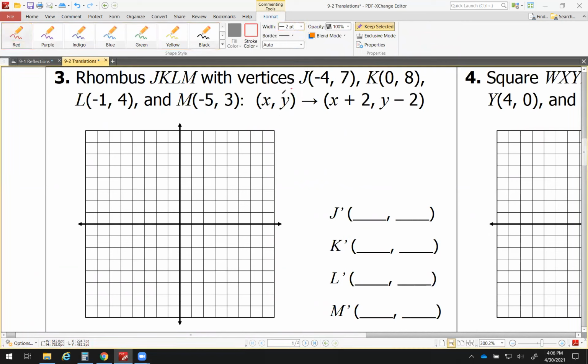So let's go ahead and plot the vertices of this rhombus for number 3. Negative 4, comma 7, that's J. K is at 0, comma 8. L is at negative 1, comma 4. And M is at negative 5, comma 3. So here's my original.